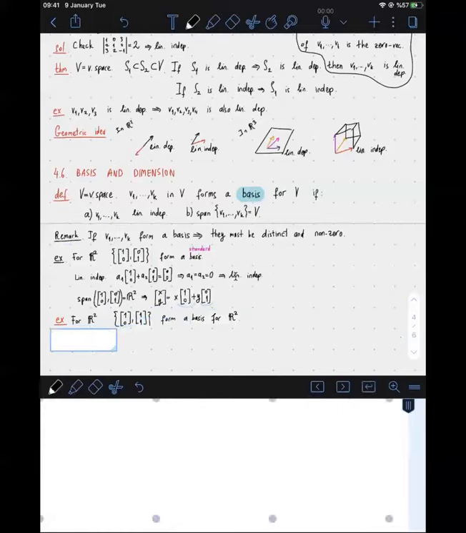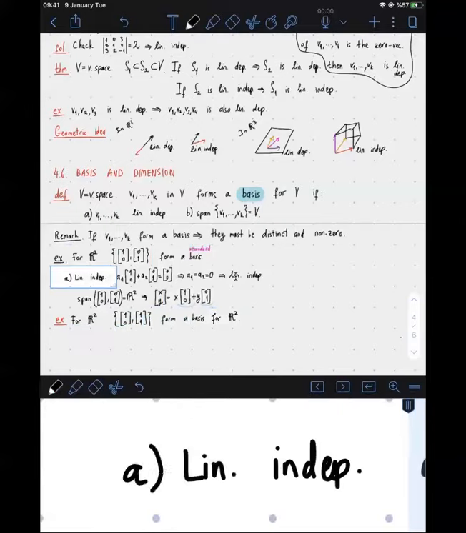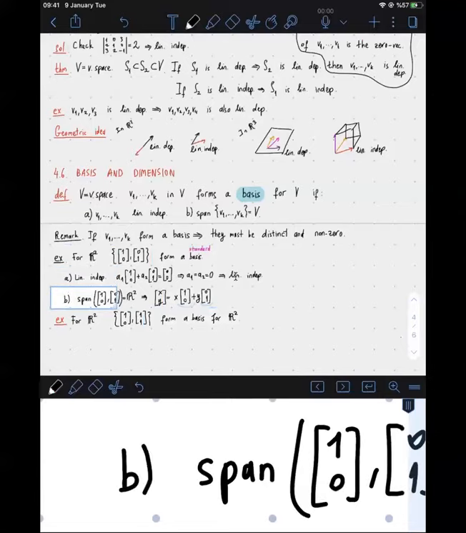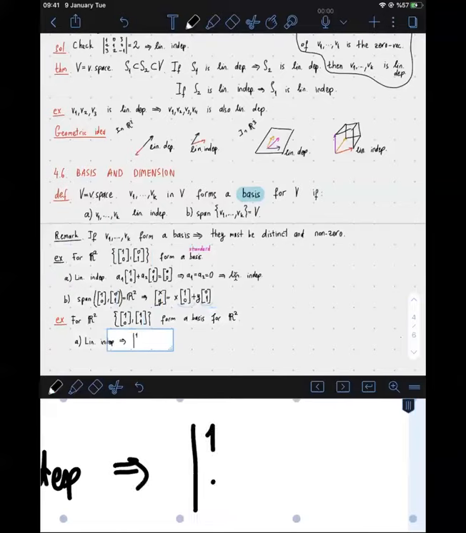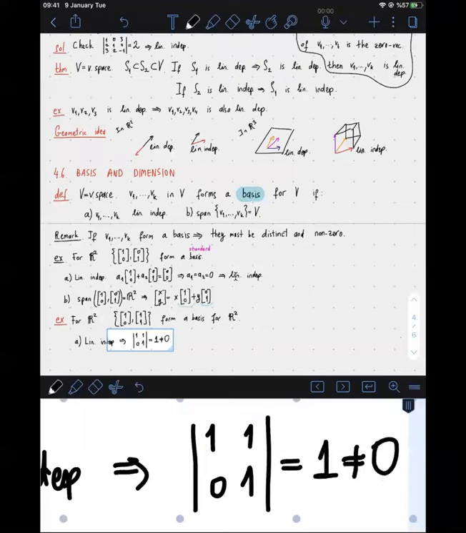Again, we have to check these two conditions, right? Linear independence was the first condition and span was the second condition. So are these vectors linearly independent? The answer is yes, right? Because for linear independence, we just need to consider this determinant, and this determinant is really 1. The important thing is it's not 0. So they are linearly independent.